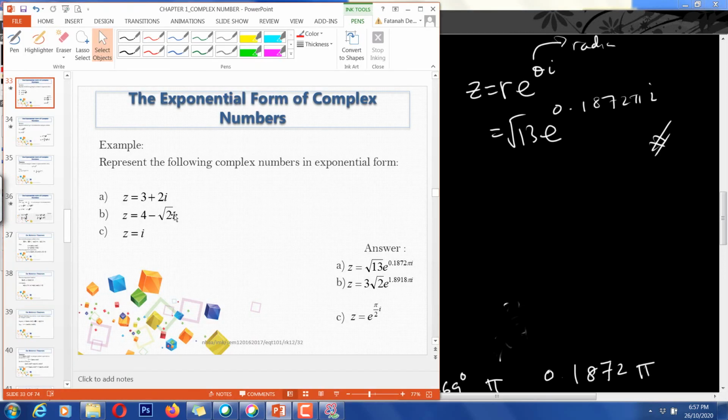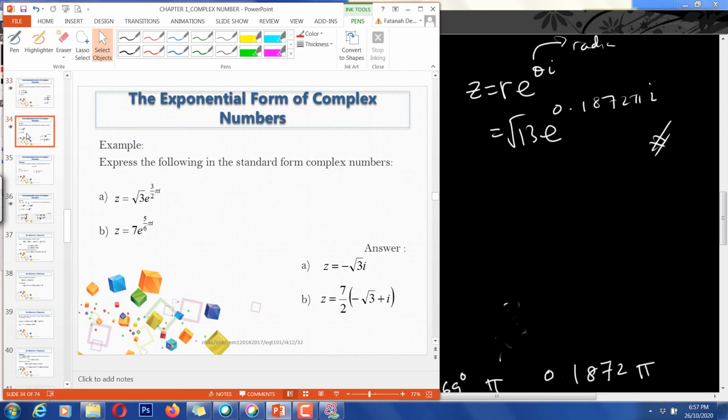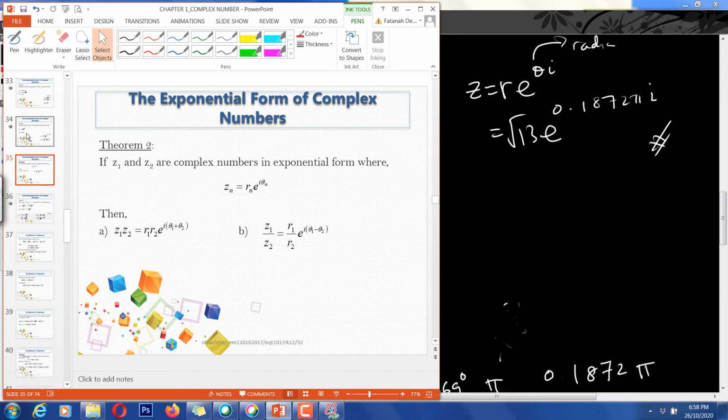And the similar steps we need to do: first draw, find the r, find the theta, and then convert to radians. Alright. Next is the standard form. How do we convert from the exponential form to the standard form? This we will continue later.